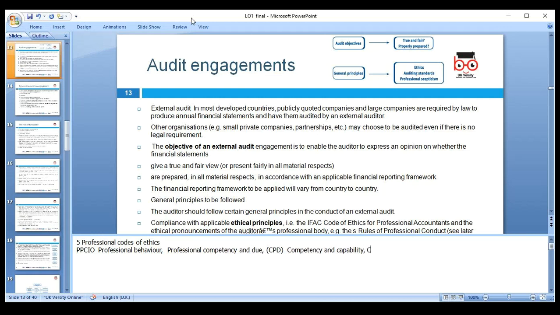Okay, next we have C, which is confidentiality. Can we declare confidential information? We have two laws as well, GDPR 2018 and we have the DPA 1998. And under these we have a SAR, subject access request.